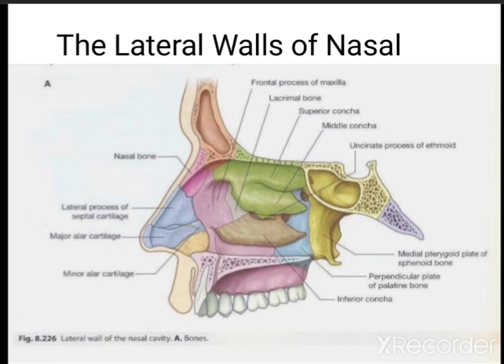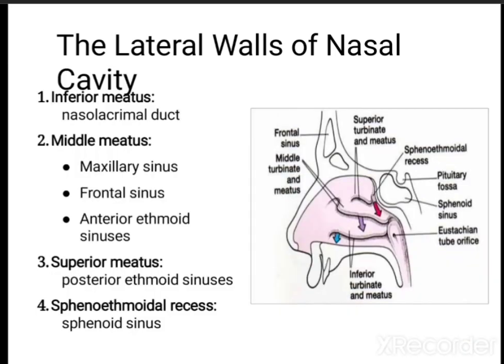In the meatus we have openings or some structures. In the inferior meatus we have the opening of the nasolacrimal duct. So this is the nasolacrimal duct opening. In the middle meatus, we have the openings for the maxillary sinus, frontal sinus, and anterior ethmoid sinus. Then in the superior meatus, we have the opening of the posterior ethmoid sinus, and the sphenoethmoidal recess.